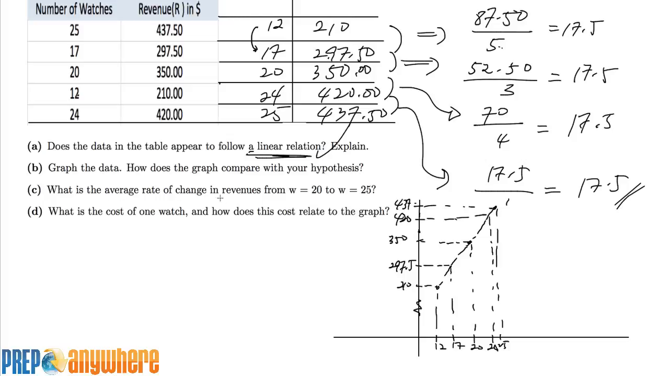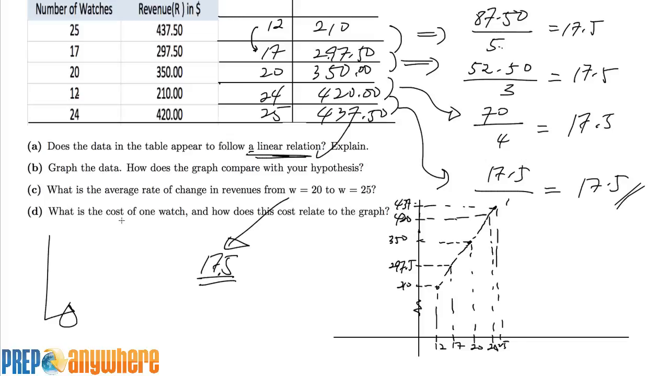So what is the average rate of change from 20 to 25? It's consistent. The average rate of change is always 17.5. Okay, always 17.5. What is the cost of one watch, and how does its cost relate to the graph?